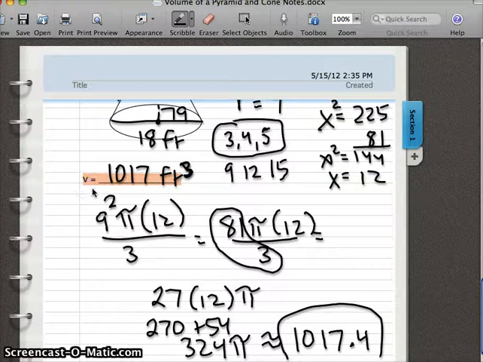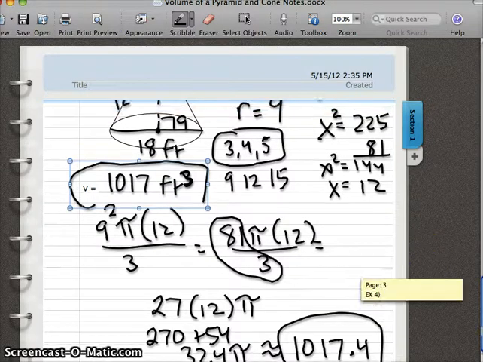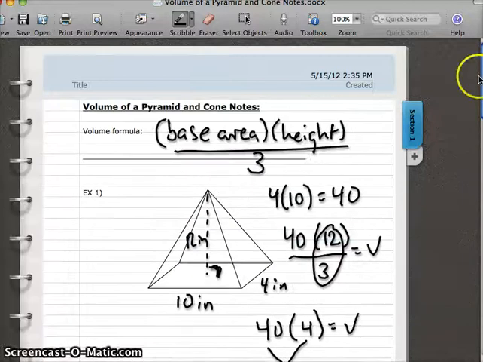And that was volume of a cone. So good luck either finding the volume of a cone or the volume of a pyramid using that formula. Just base area times height divided by 3.